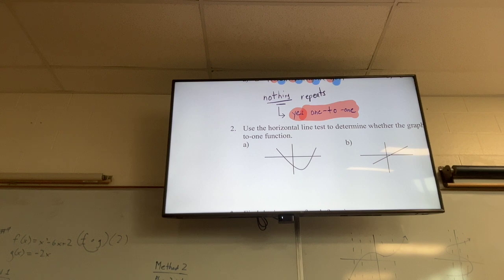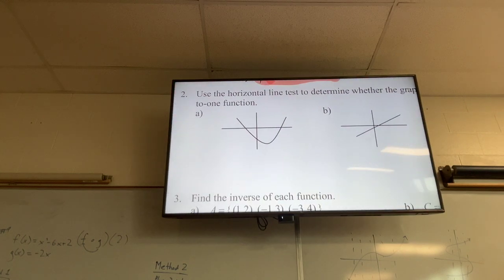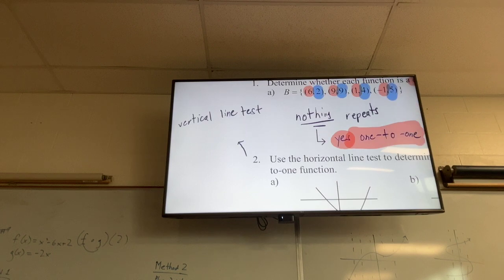Okay, so we can do this graphically as well, so we can describe whether a set of points is a function or a one-to-one function. We can also do that for graphs, okay? So do the vertical line test. That's going to tell us whether it's a function. We also have the horizontal line test. If a function passes both of them, it is a one-to-one function. Okay?